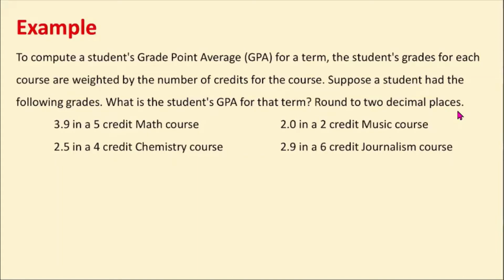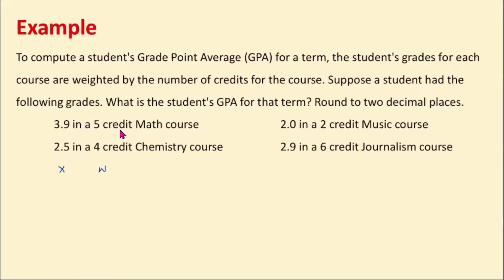So here we have the value for each course, or the grade point for each course. We are going to denote that by X. So for example, 3.9 is an X value. And we also have the credit value given, or the weight, denoted by W.